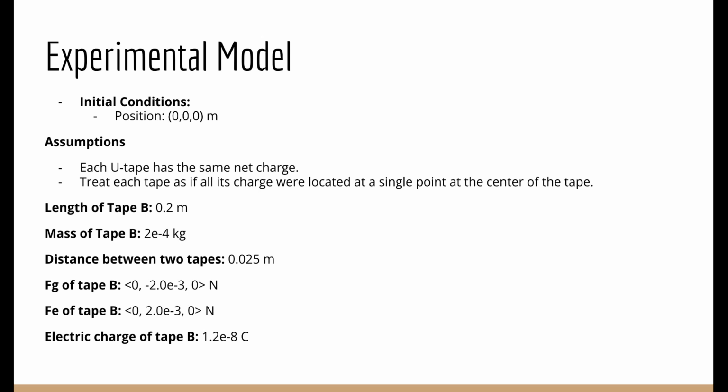The electric charge of tape B was calculated by solving for Q, yielding 1.2 times 10 to the negative 8 coulombs. The assumptions made for the floating tape model include that the tape is a point charge and that it had evenly distributed charges, and it also neglects air resistance.